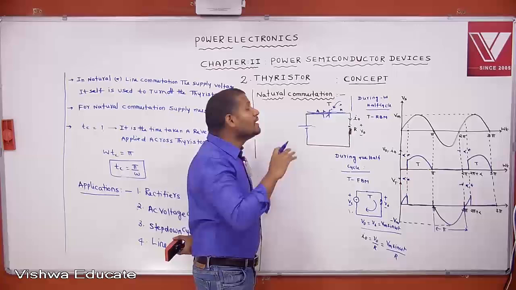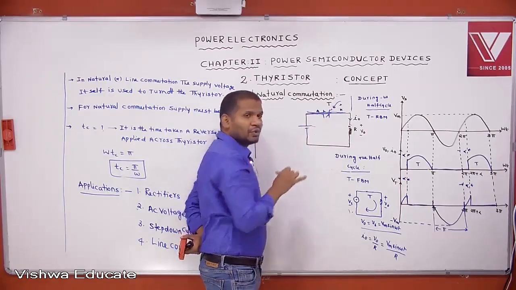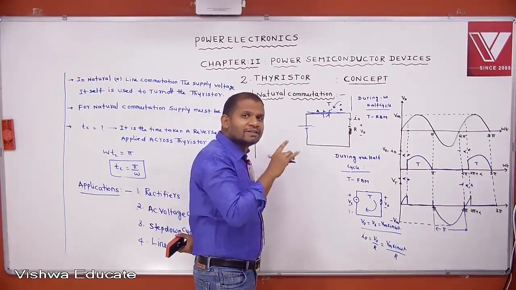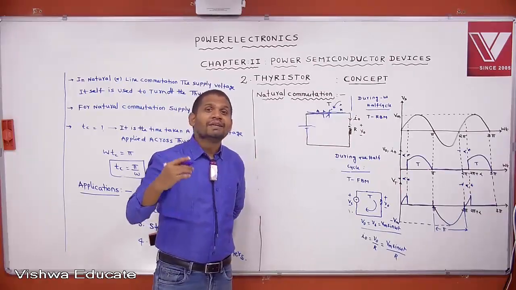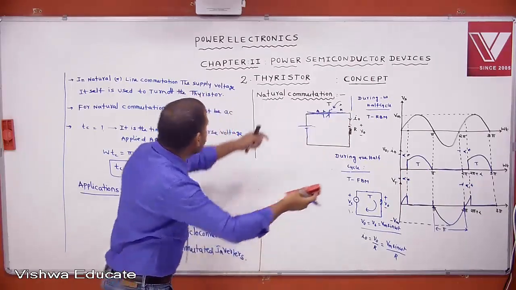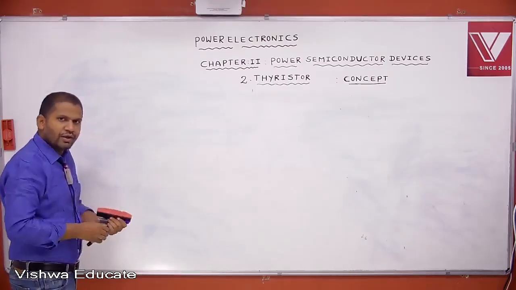Now, in order to turn off this thyristor, we can use some external circuit. By using that external commutation circuit, the thyristor will be turned off. That type of commutation is called forced commutation. That is the reason why we are implementing the forced commutation methods. Now we'll see the concept of forced commutation methods. What are the different forced commutation methods we are using?